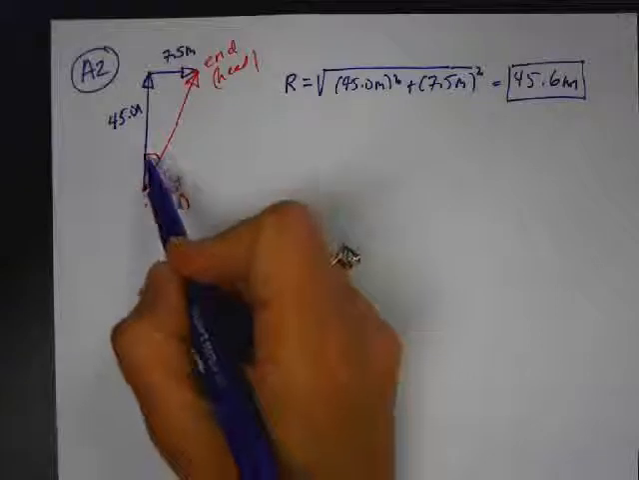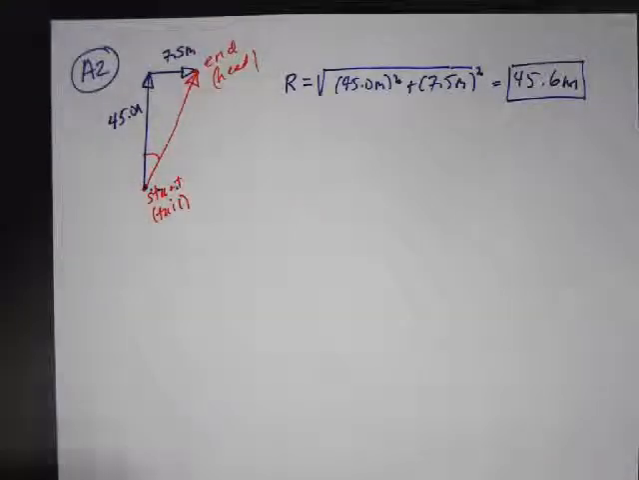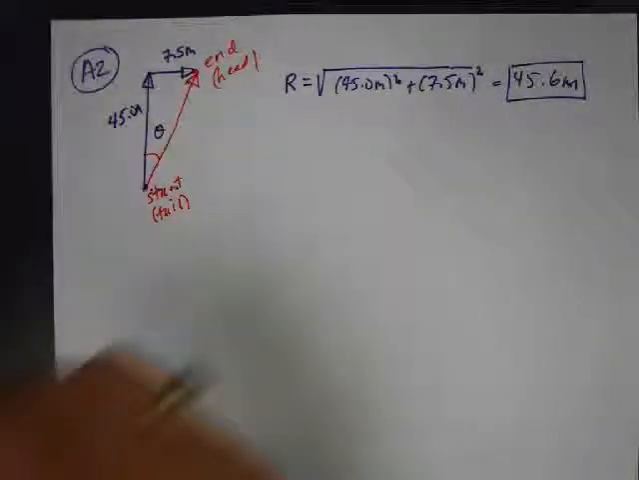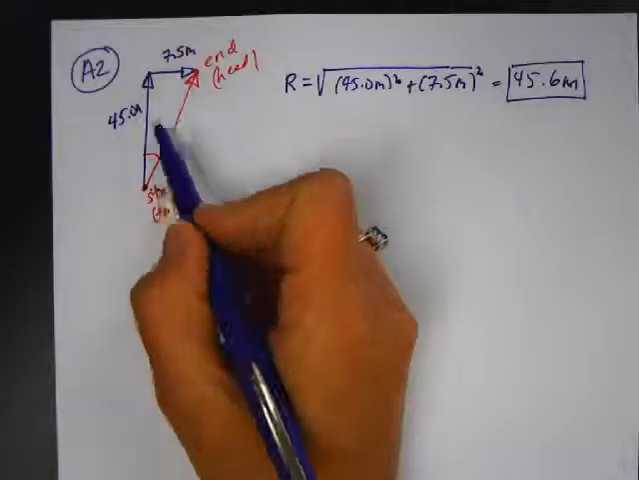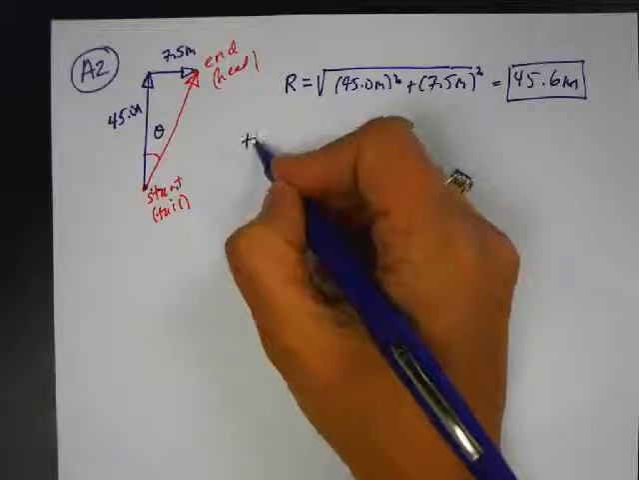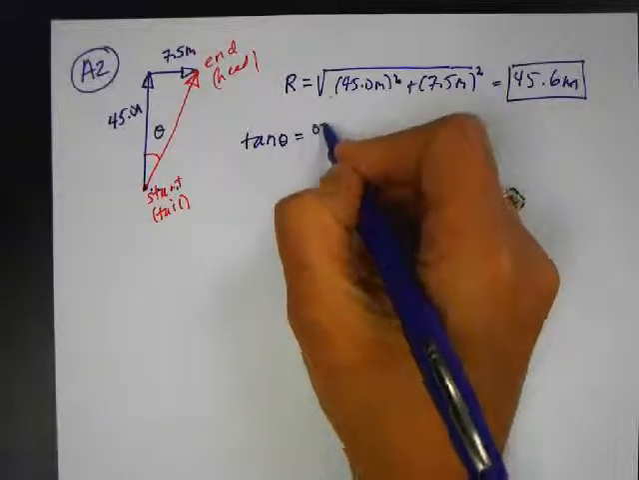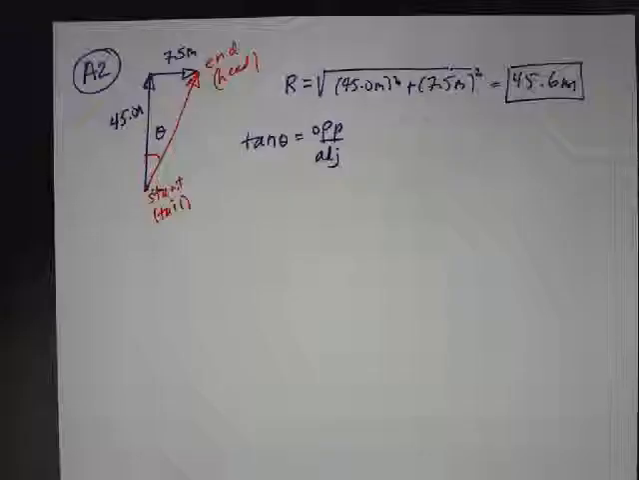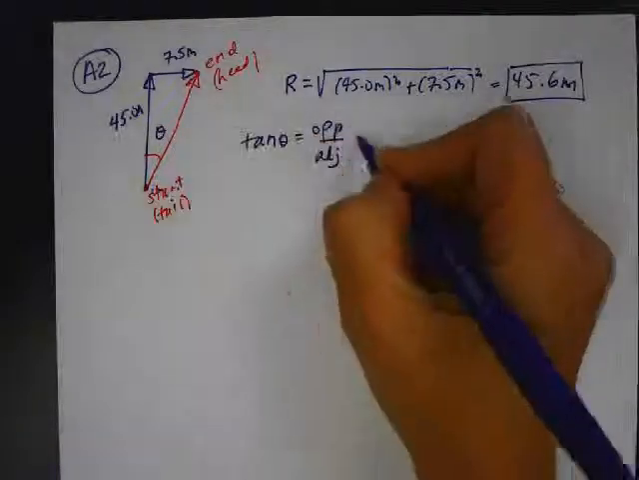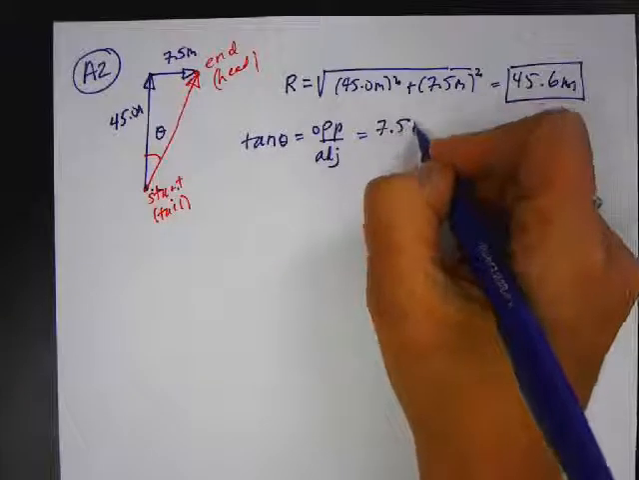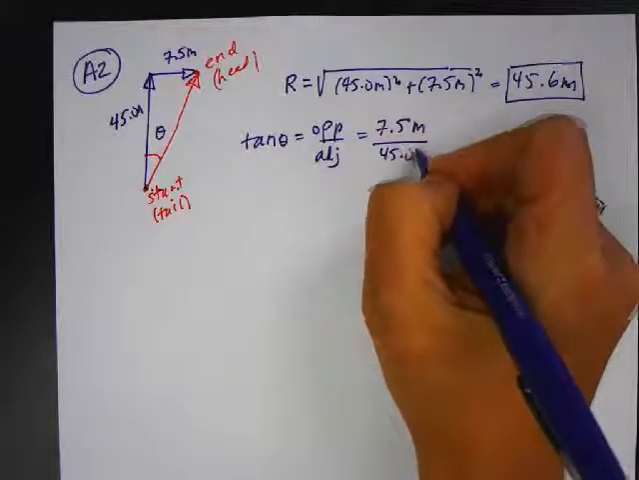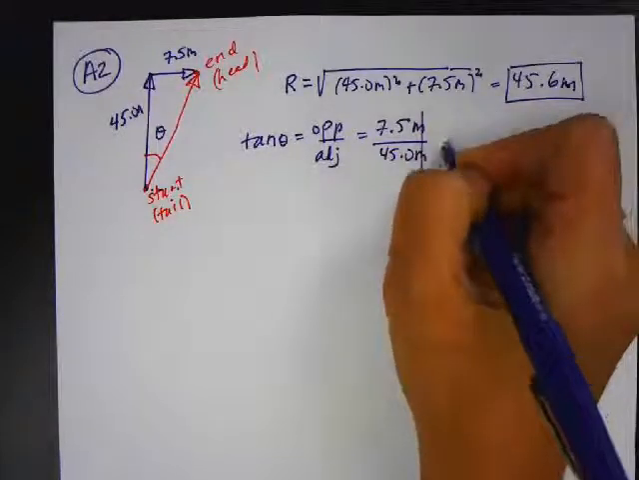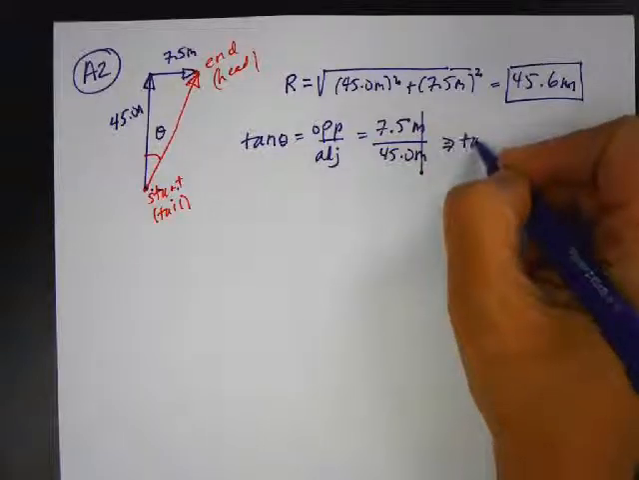Now there's two angles here, an angle inside and then outside. Obviously the one inside the triangle is going to be the easiest to measure. So I want to measure this angle. I have opposite and adjacent, so that's tangent. So tan of theta is equal to opposite over adjacent. So this is equal to 7.5 divided by 45, and the meters cancel.